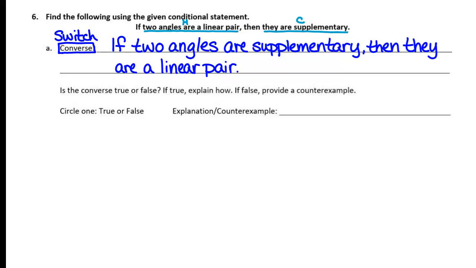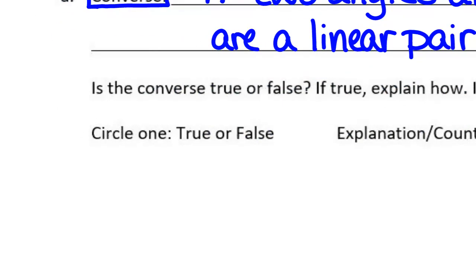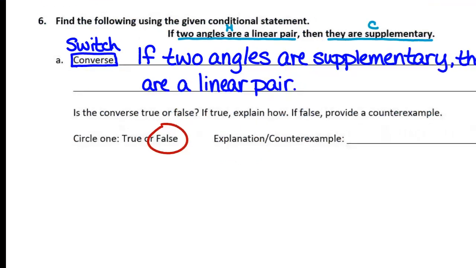They're like a pair with two adjacent sides. Two adjacent angles, they share a side. So I can draw two angles that don't share a side. As long as they add up to 180, they're supplementary. Yes. So we're going to say this is a false statement.